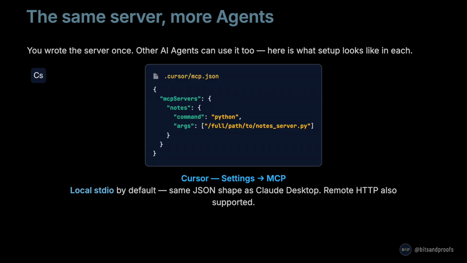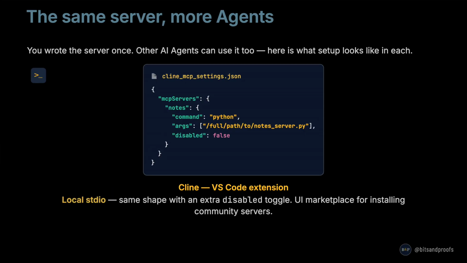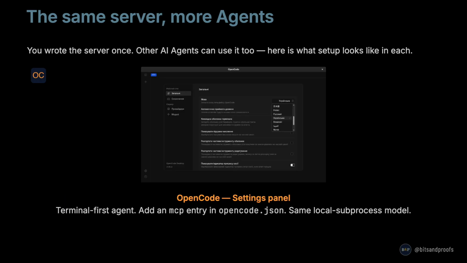Cursor has an MCP settings panel. By default, it launches your server locally, the same JSON shape Claude Desktop uses. Same standard input-output transport. Cursor also supports remote HTTP servers if you need them. Cline is a VS Code extension. It edits a similar JSON file in its extension data folder, launches your server locally, and adds a small marketplace UI for installing community servers. Local subprocess model, same as Claude Desktop.